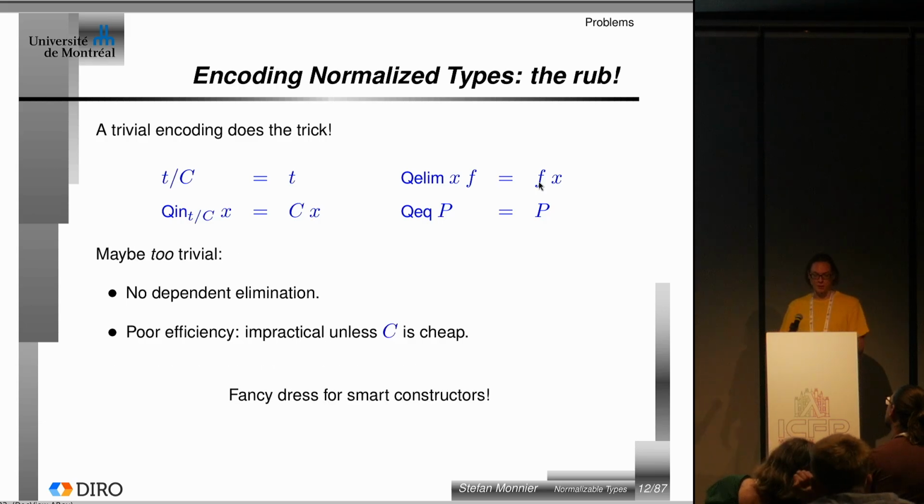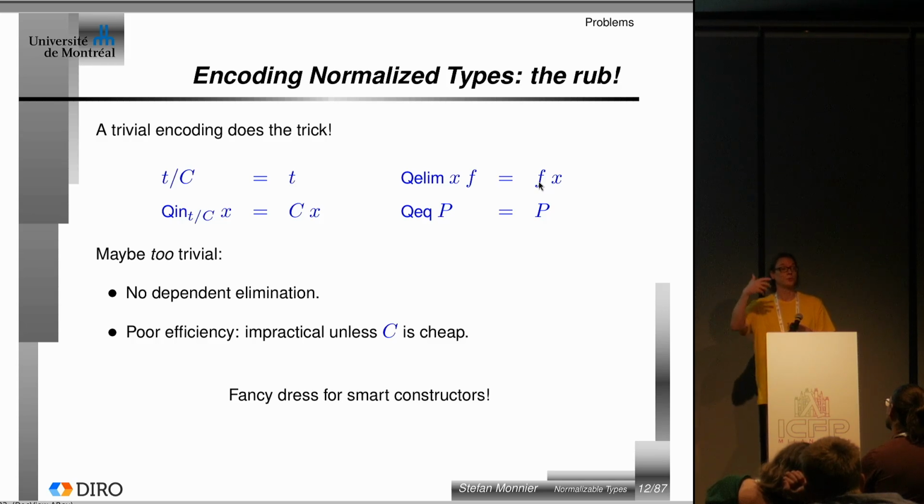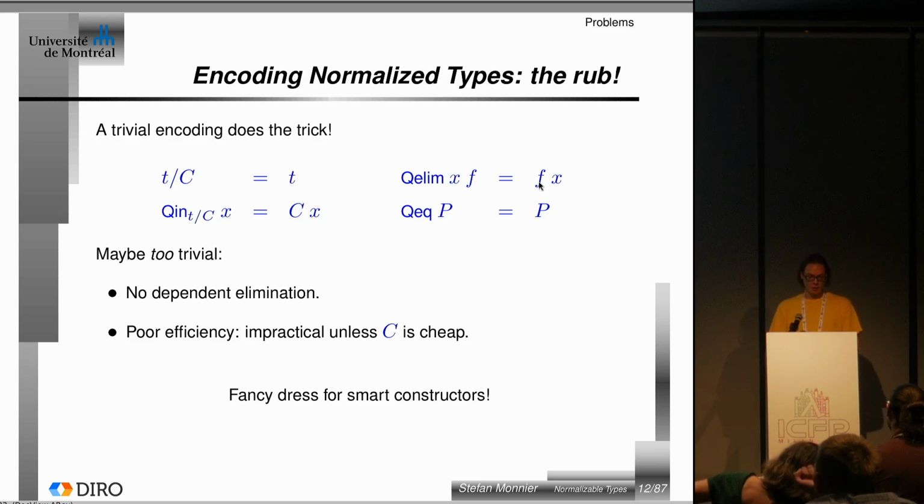Well, of course, there's a catch. The catch is that you have strong elimination, but you don't have dependent elimination. And for me, a more significant problem is that you actually have poor efficiency, because every time you inject your value into your quotient, you actually have to canonicalize it, to normalize it. If C is cheap, then all is fine. That's typically the case when you represent fractions, for example, and you want to keep them normalized pretty much all the time. But that's not always the case.